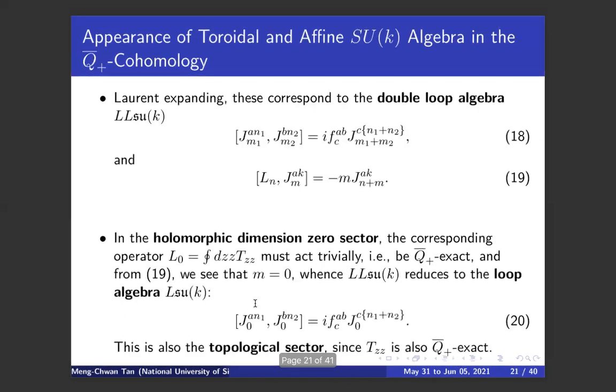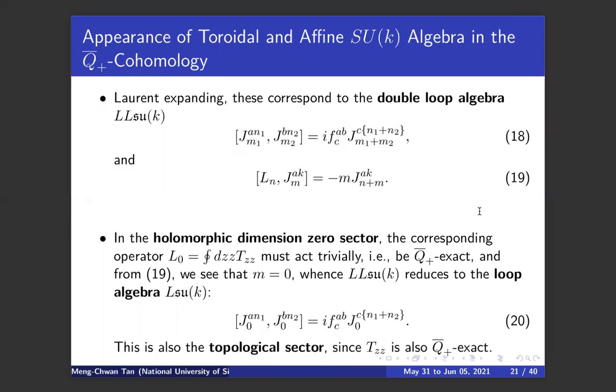Then of course we can do a residue of that OPE to get the commutator, and then we get this double loop algebra here. That's when the other index starts to appear. So it looks very, very similar to the affine algebra, except that you have an extra index here, which is the N1. In the usual affine algebra, you only have one index. Now we have two indices here.